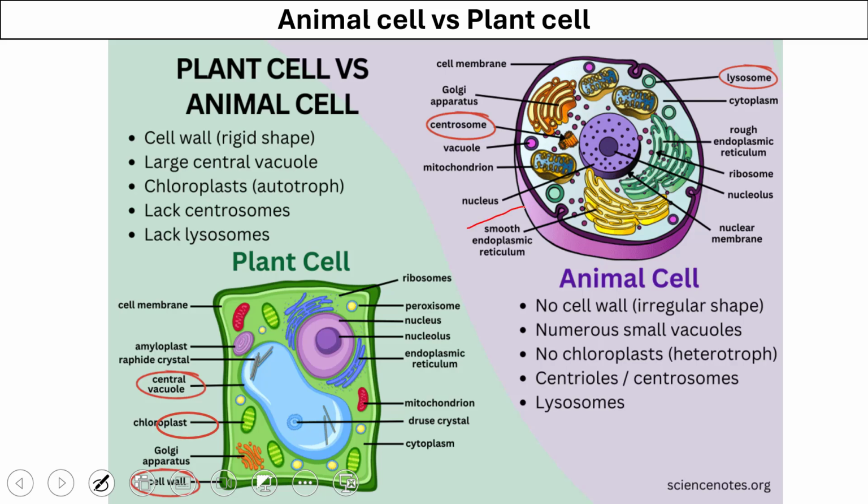So animal cells have a plasma membrane, but plant cells have a plasma membrane as well as a cell wall. Plant cells also have a huge central vacuole. Plant cells also have chloroplasts, the organelle involved in the process of photosynthesis. Plant cells lack centrosome, and they also lack lysosomes, although in some studies you might find that sometimes lysosomes are present in plant cells as well.